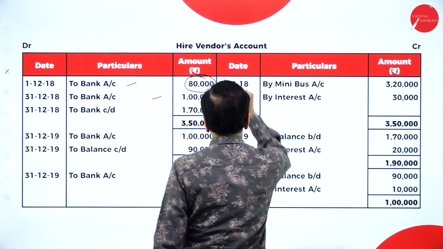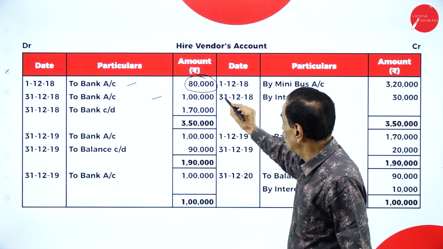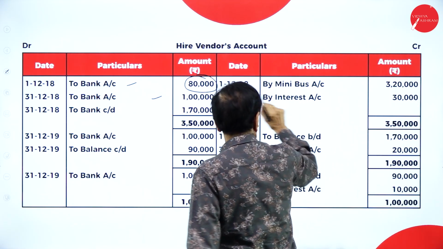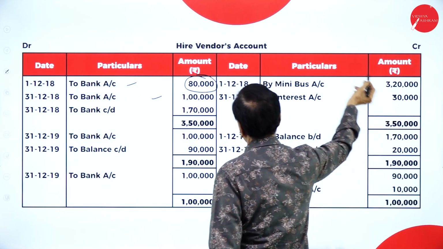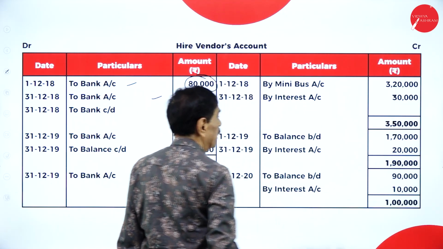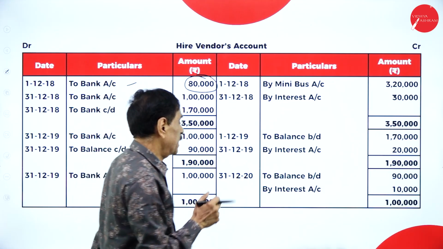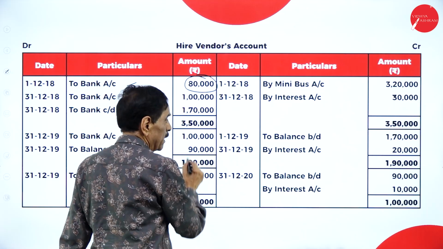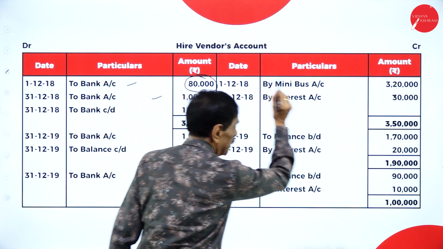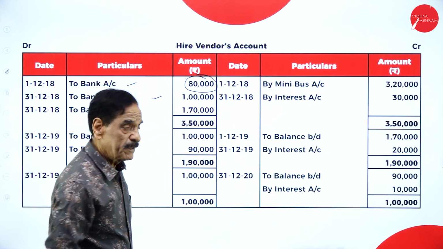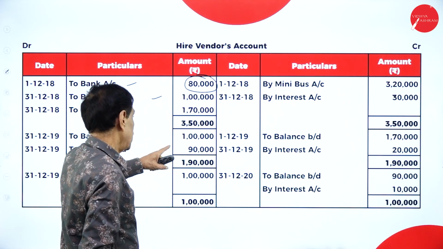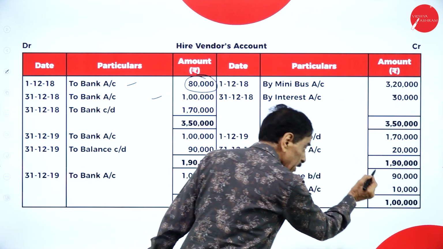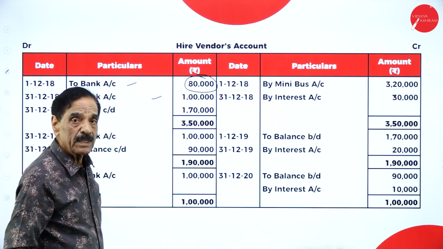Here, under hire vendor account, to bank account down payment, to bank account which includes the interest. Here see that cost of machinery 3,20,000, to bank account 80,000 is gone. On the balance, interest for the first year will be 30,000. He is going to pay 1 lakh rupees. Balance is 1,70,000. Brought down 1,70,000. Interest of the second year is 20,000. Second year also he pays 1 lakh. What's the balance? 90,000. Brought down 90,000. Interest of the third year is 10,000.